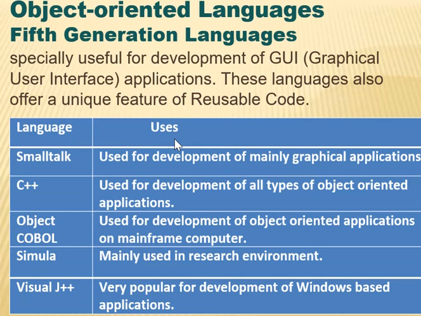Object-oriented languages are also called fifth generation languages. As we had discussed, object-oriented programming is the latest approach in programming, and the languages based on this approach are called object-oriented languages. So they may be classified as fifth generation languages. Object-oriented languages are specifically useful for development of GUI.